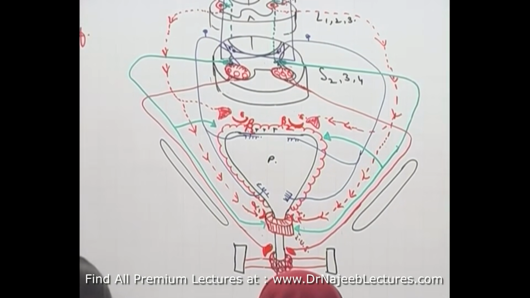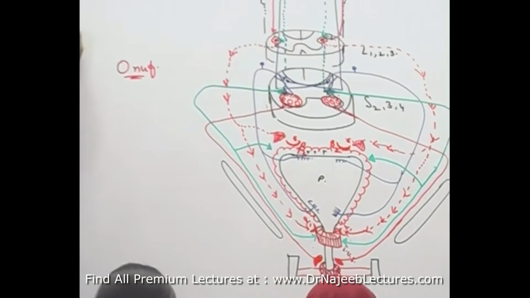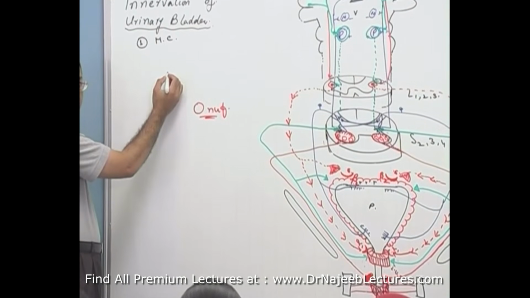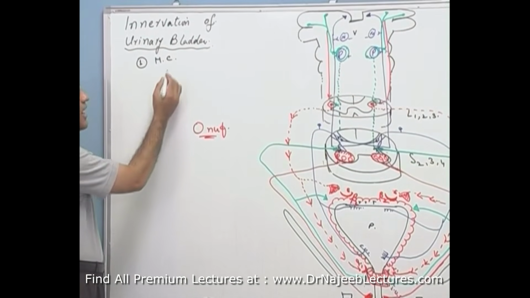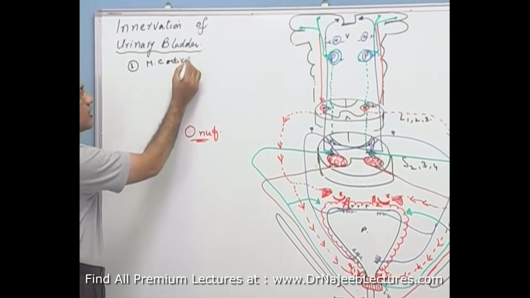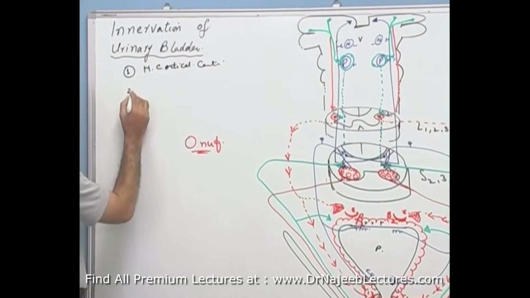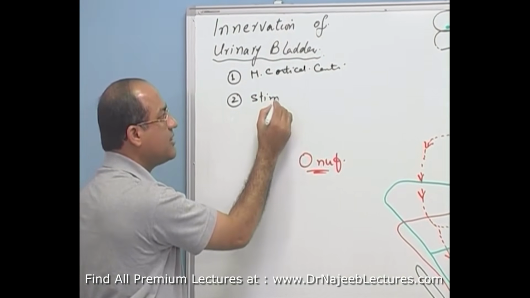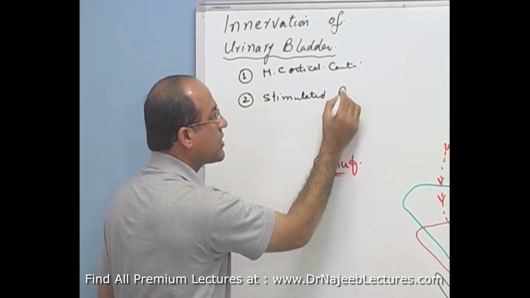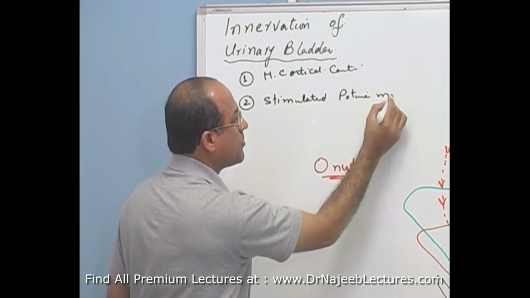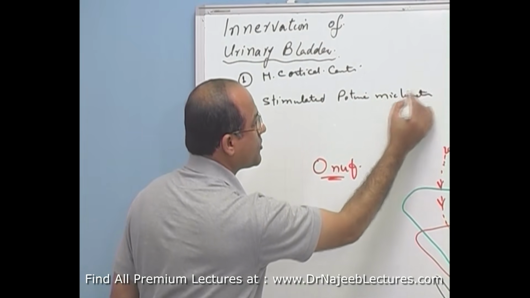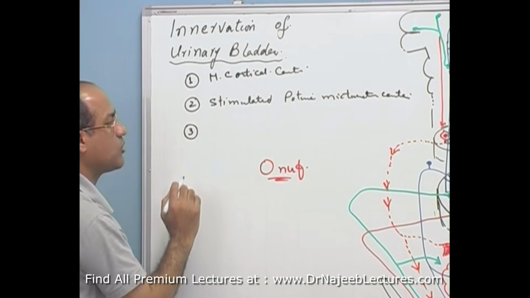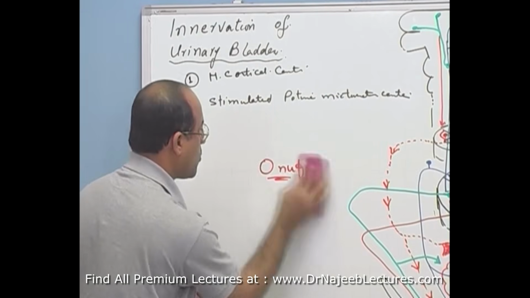Step number 1. Higher cortical centers decided that it is the right place and right time to pass the urine. Number 2. They stimulated the pontine micturition centers. Next, the pontine micturition center will do multiple things. Now, what things will it be doing?